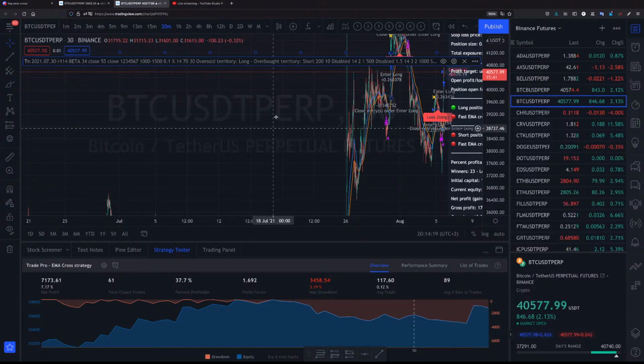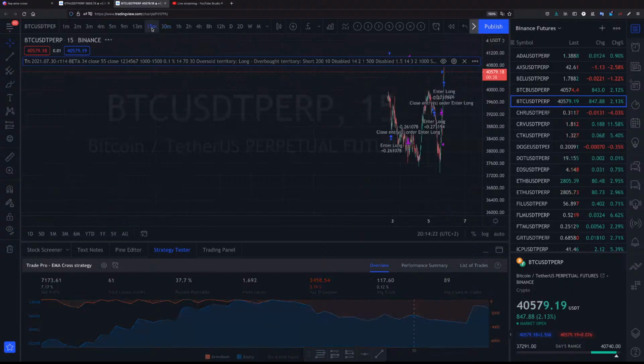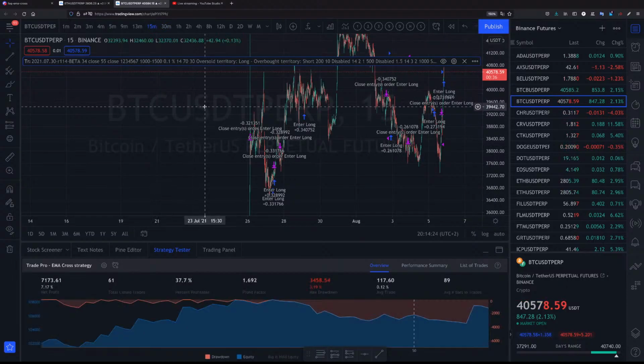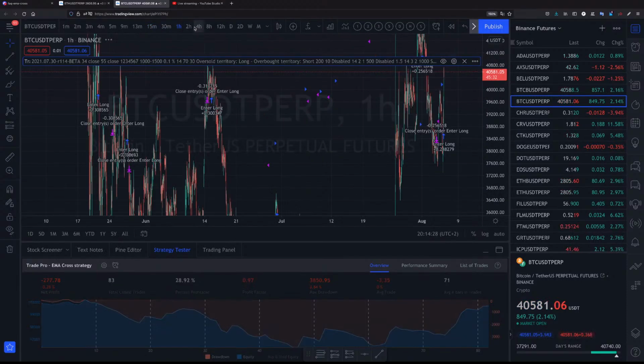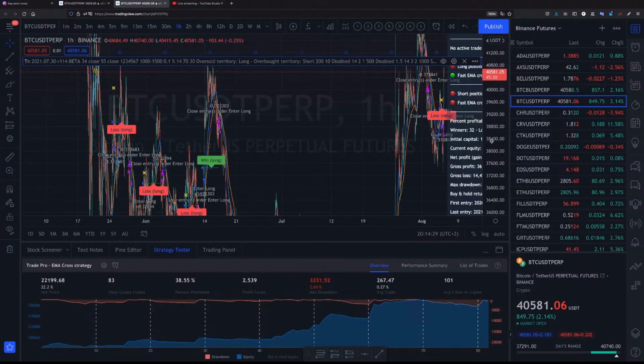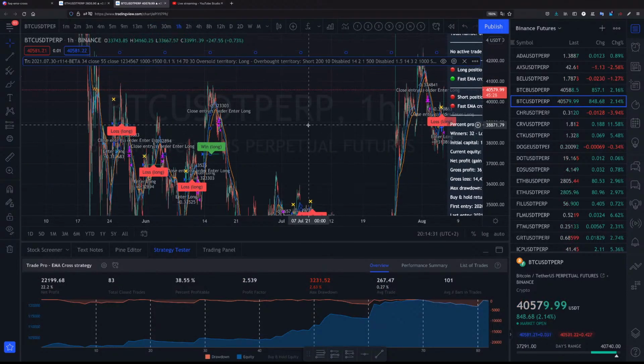Yeah, 61 trades. Let's see on 15 minutes. Not really good. Let's see in 1 hour. Okay, I get you. 1 hour looks quite decent actually. But we still want to tweak it. But I like how the drawdown is very low.